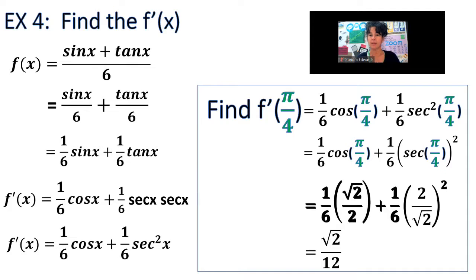Doing some simplifying, multiplying 1/6 times root 2 over 2 is root 2 over 12. And then here, 2 over root 2 times 2 over root 2 is 4 over 2, and 4 over 2 is 2. So we multiply these two together. I'm going to go ahead and keep the denominator 12 and not simplify, just so that I can combine. So my final answer is root 2 plus 4 all over 12. This is the slope of the tangent to the function f of x at pi over 4.